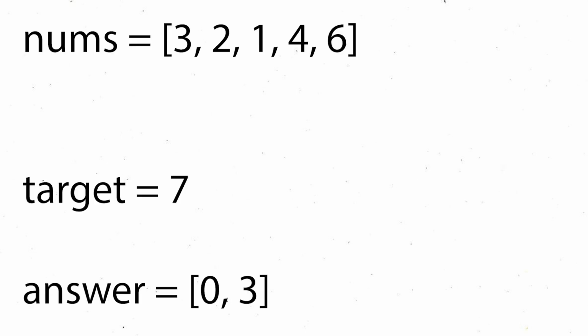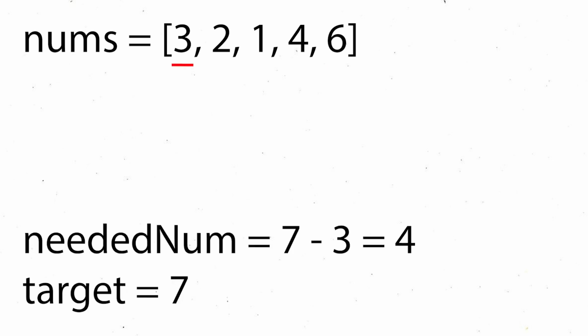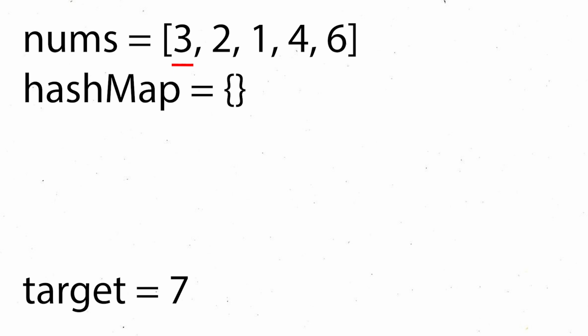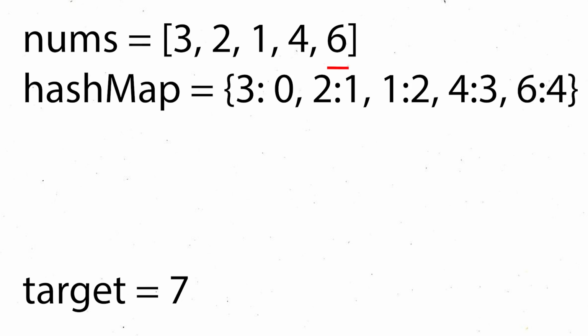So essentially what we could do is loop through our input array and figure out what other number we would need to add to the current number we're looking at to equal our target value. And as we loop through the array, we will just add each number with its index. So the key will be the current number and the value will be the index.